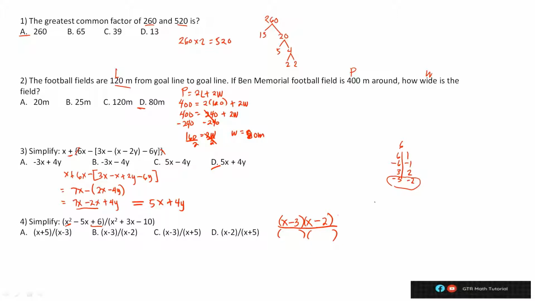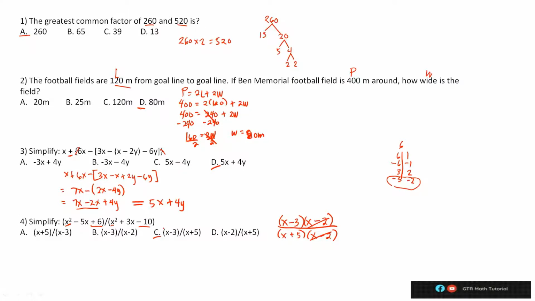Then for the bottom, we have x squared plus 3x minus 10. Factor again, it's a trinomial. So x and x, the factors of x squared. Then factors of negative 10 such that the sum is positive 3. So therefore, we have 5 and 2. Positive 5, then negative 2. Then cancel the common factor in the numerator and denominator. So we have x minus 2. So therefore, the answer is x minus 3 over x plus 5. Just look for x minus 3 over x plus 5. The answer is letter C.